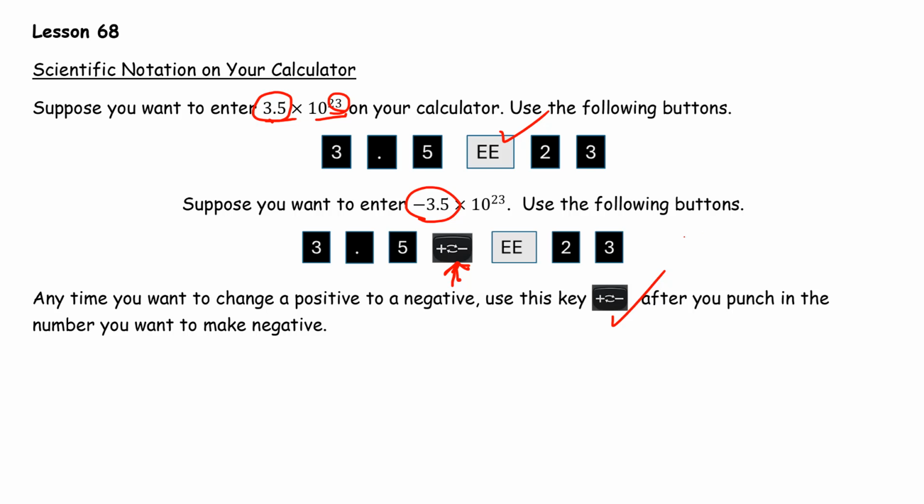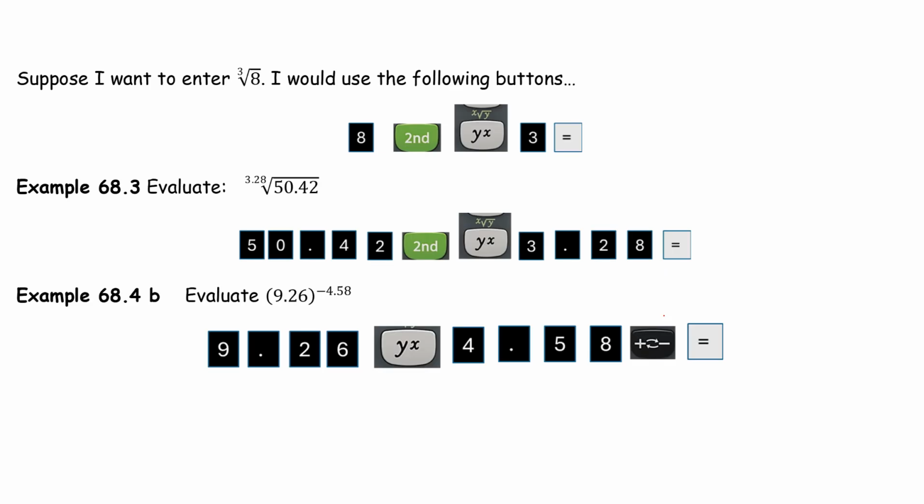So again, anytime you want to change a number from positive to negative or negative to positive, you can just hit this little black key right here after you hit that number, and it will change the sign. So here's another thing you need to know, and that is how do you take different roots of numbers.